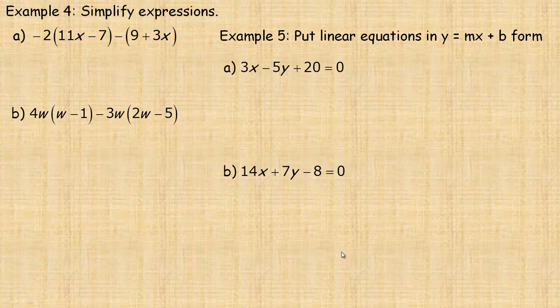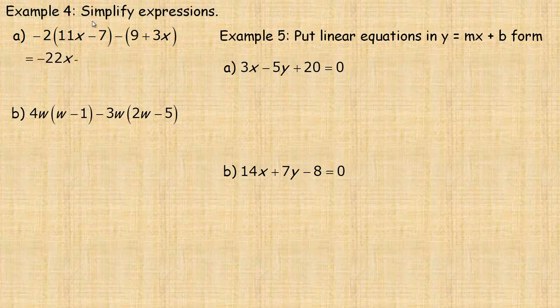Example number 4. Simplify expressions. So we're going to take a look at a couple of those here. Now, to simplify this is called the distributive law. This negative 2 is said to distribute into the brackets. It gets multiplied by all the terms. So negative 2 times 11x would be negative 22x.